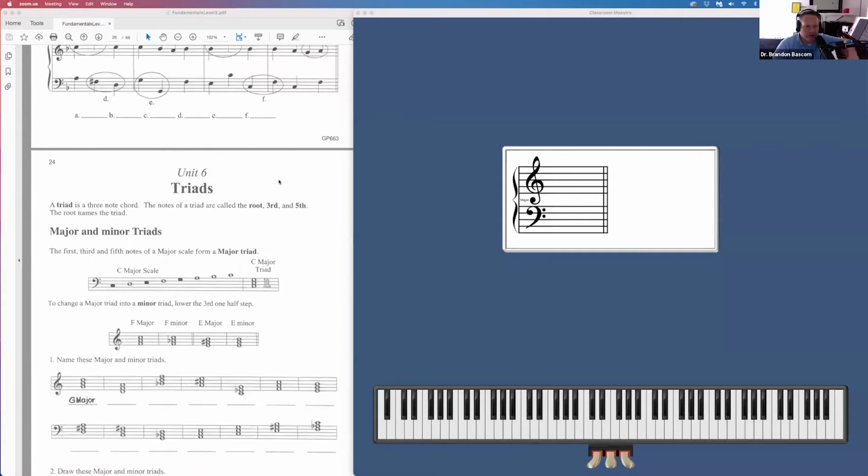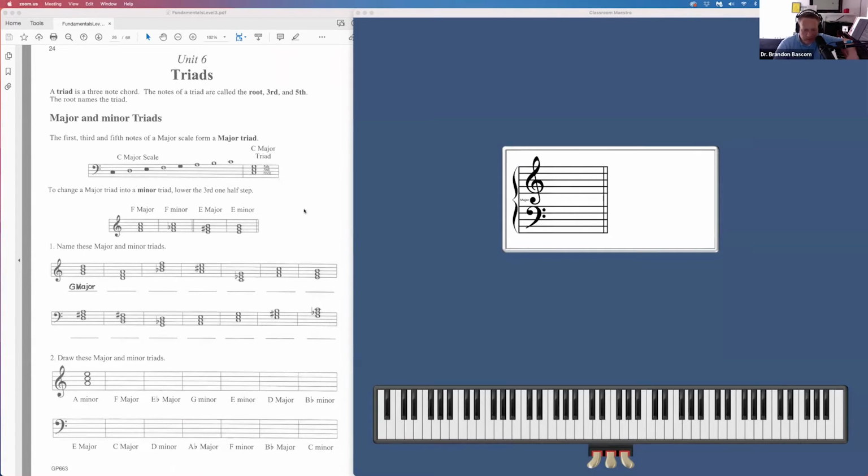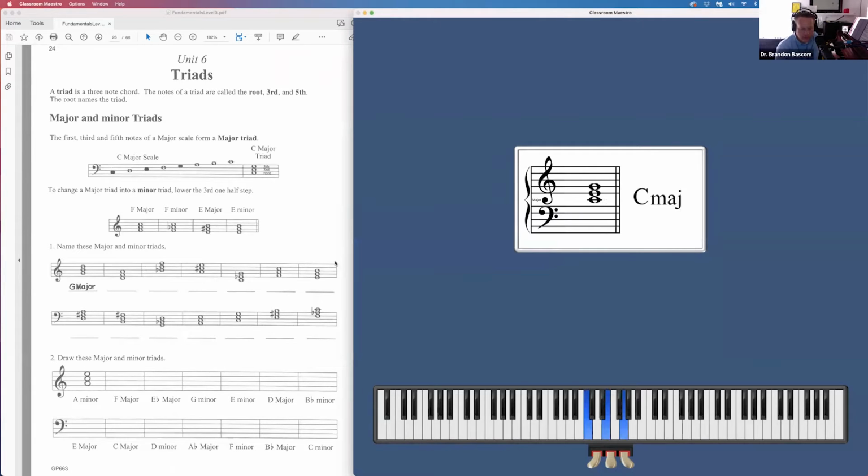Going on to Unit 6, it's a review on triads. Hopefully you remember the definitions, but if you don't, I'll go over them real quick. Here's my major triad. A major triad is made up of a major third on the bottom and a minor third on the top. I like to break that down into half steps. So a major third is 4 half steps on the bottom, and a minor third is 3 half steps on the top.